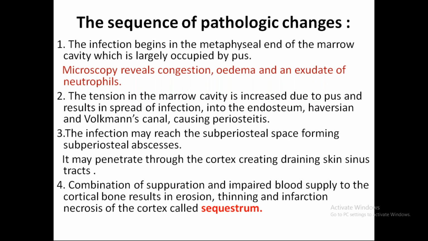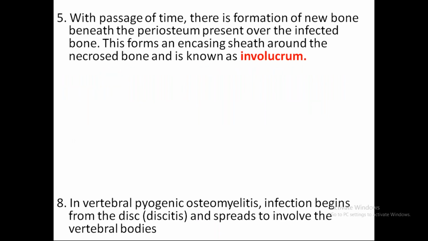A combination of the suppuration and impaired blood supply to the cortical bone results in erosion, thinning, and infarctive necrosis of the cortex, along with the periosteum. That is, if you just lift the periosteum, you find extensive necrosis of the underlying bone, resulting in dead bone, which is a sequestrum. Clear? With passage of time, new bone forms beneath the periosteum, over the infected bone. This forms an encasing sheath around the necrosing bone.